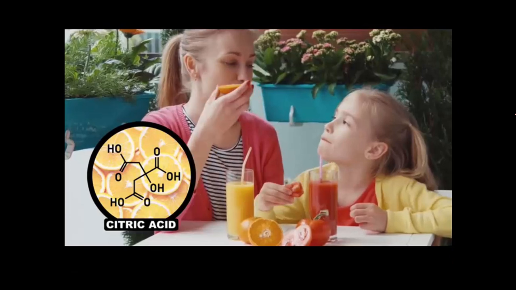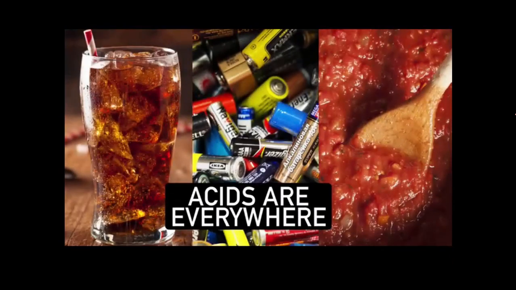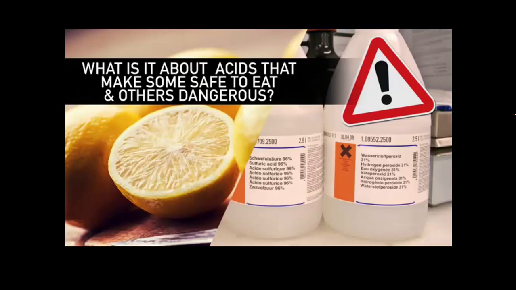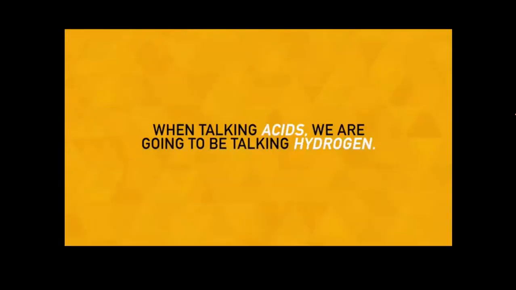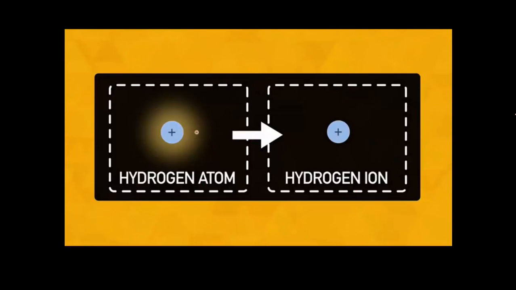From the tangy bite of a piece of fruit to the caustic liquids used to clear a clogged sink, acids are a type of chemical that could be found in many different aspects of our daily lives. But what is it about acids that makes some safe to eat and others dangerous? When talking acids, we're going to be talking hydrogen. Not the gas, but rather the hydrogen ion H+. This is a hydrogen atom that has lost its one and only electron.